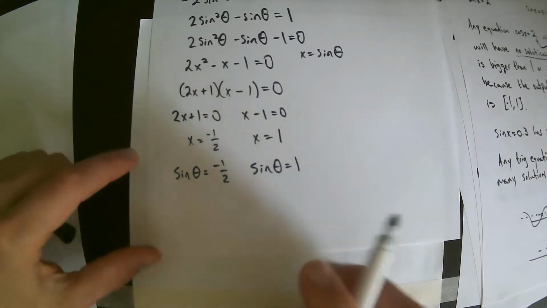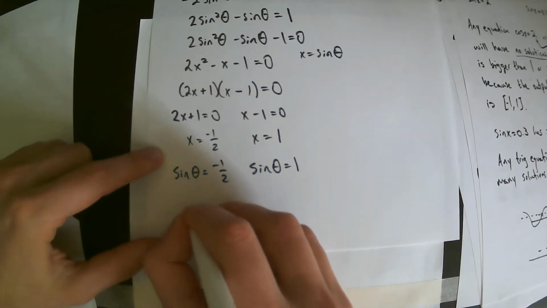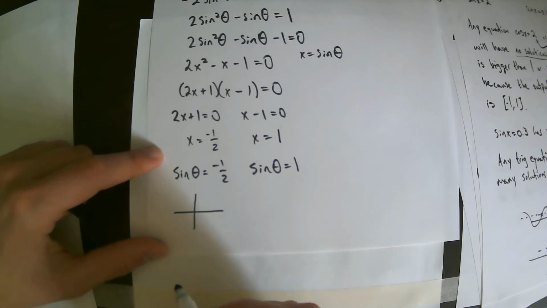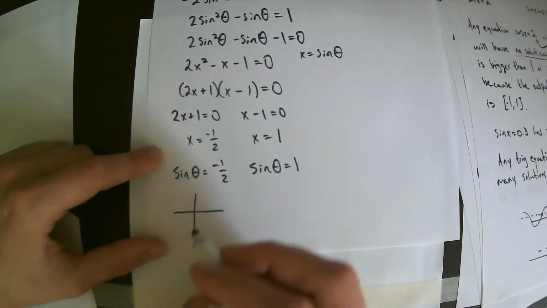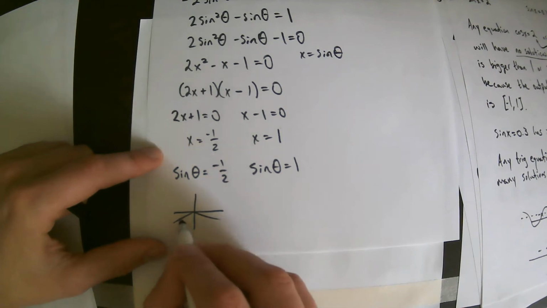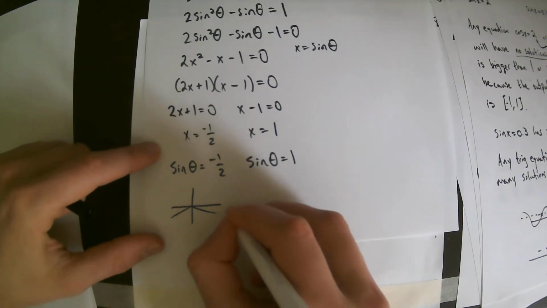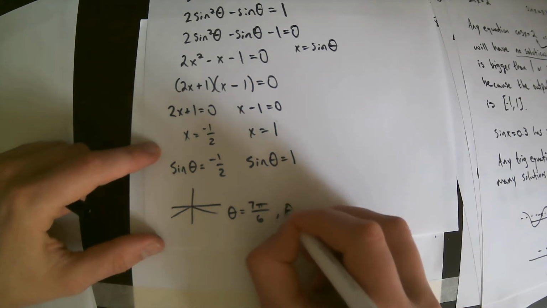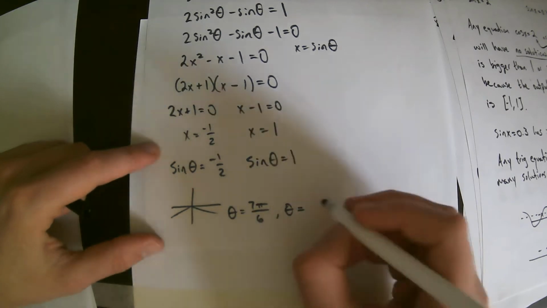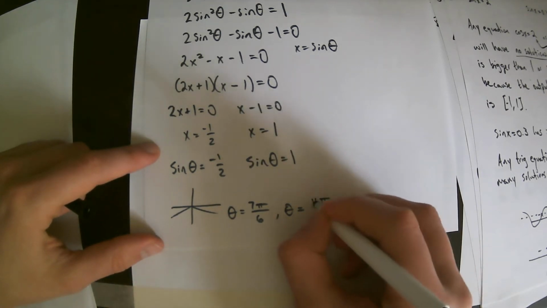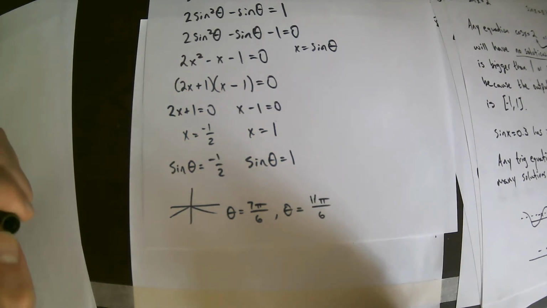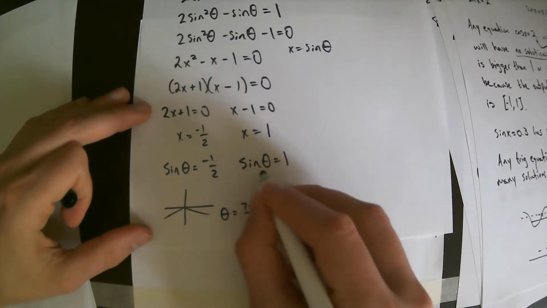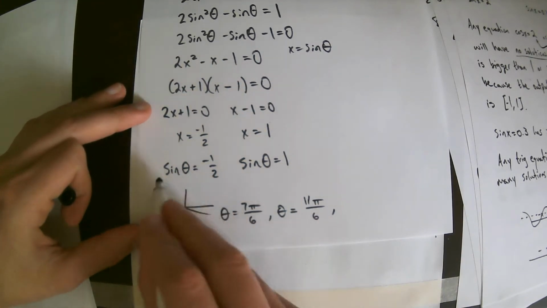Sine of theta equals negative 1/2. Where does that happen? That's going to happen in the third and fourth quadrants where sine is negative. And that's going to be this angle and this angle, which is 7 pi on 6, and the other one would be 11 pi on 6. And then these are corresponding to this equation.